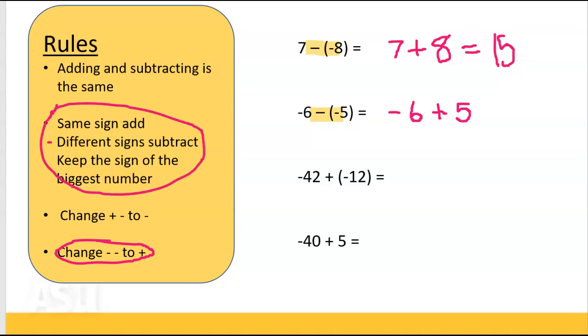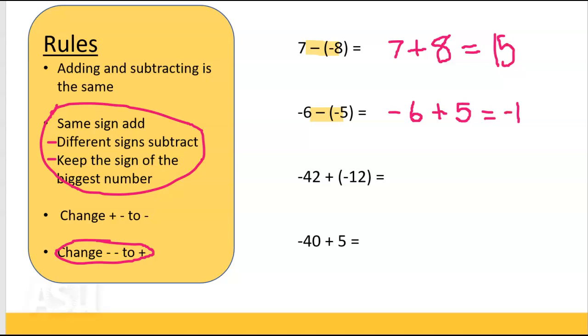All right, so we have different signs. That means we're going to subtract. So 6 minus 5 is 1. But we also have to keep the sign of the biggest number. So 6 is bigger than 5, so we have to keep the negative sign. So the correct answer is -1.